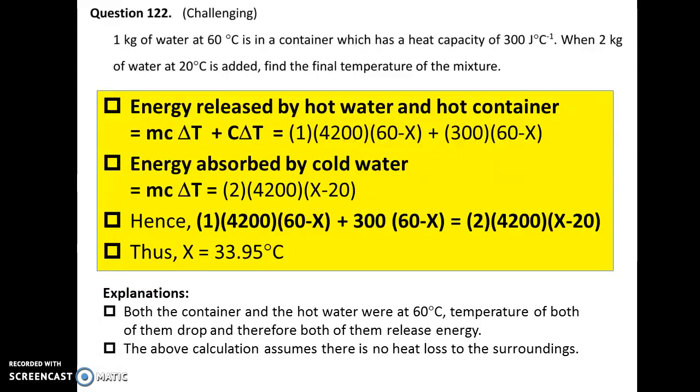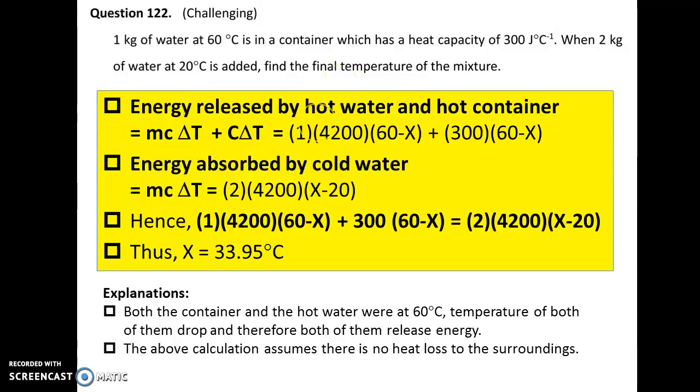Question 122. This becomes a more challenging question, as there is a container, and this container has a heat capacity. So this container is not made of foam, but it must be some kind of other material that absorbs and releases heat easily when temperature changes. And that container contains hot water at 60 degrees Celsius originally. When 2 kilograms of cold water is added, then the container also has a temperature drop.